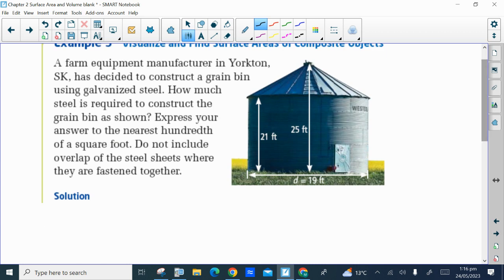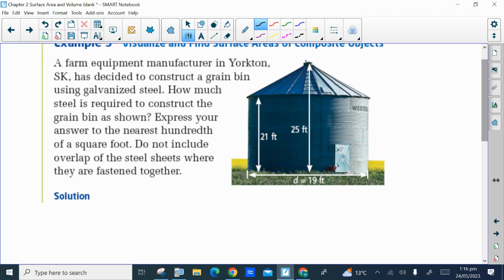Example 5. This is known as a composite shape. It's two different shapes put together. A farm equipment manufacturer in Yorkton has decided to construct a grain bin using galvanized steel. How much steel is required to construct the grain bin? We'll do it to the nearest square foot. Do not include overlap of the steel sheets where they are fastened together.